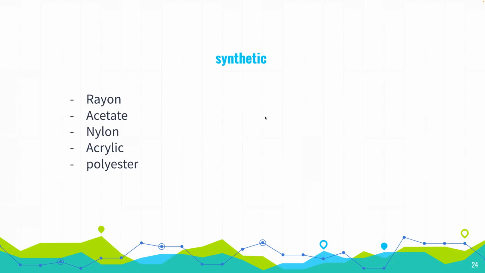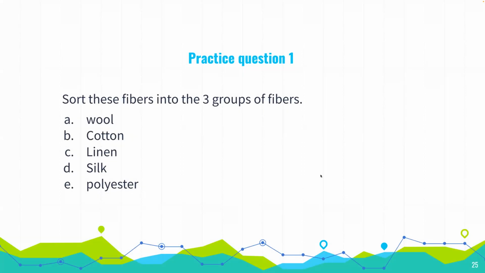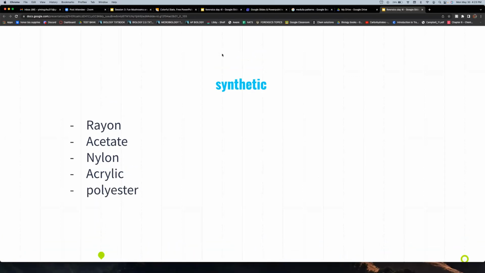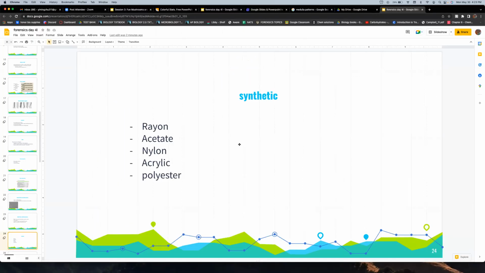All right, so synthetic fibers. These are rayon, acetate, nylon, acrylic, and polyester. In my opinion, they look very synthetic under the microscope. You can tell just by looking at them because they're very consistent and very straight. I did not put in pictures, but I found a good picture of all of them.